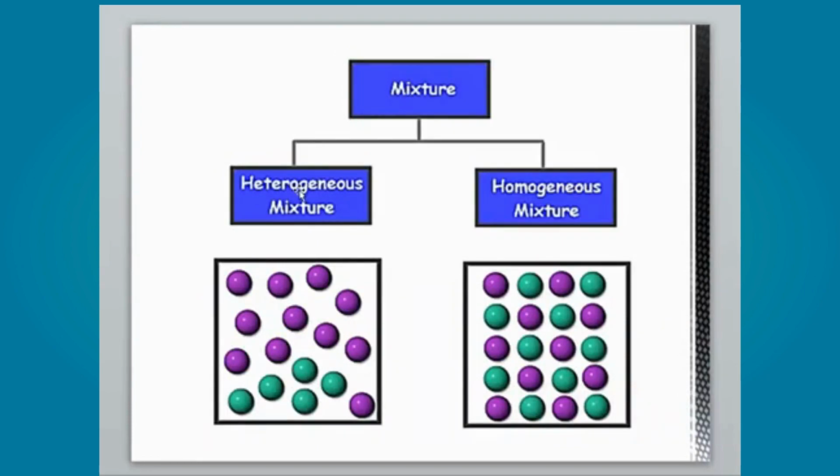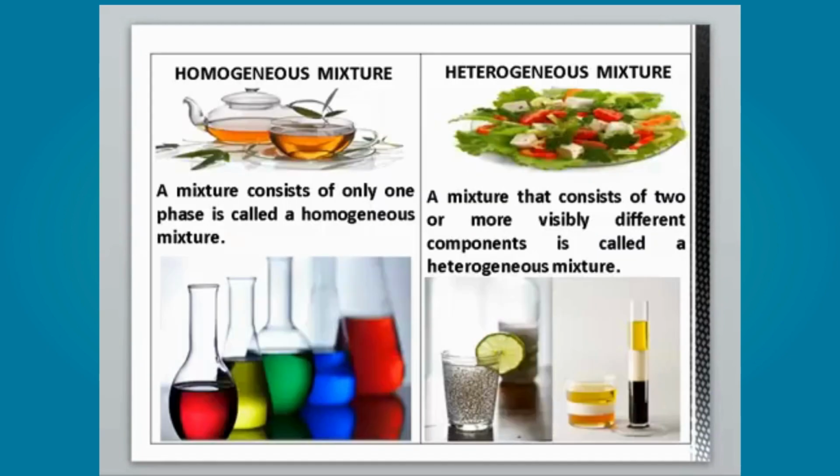As we already discussed, a mixture may be heterogeneous or homogeneous. Here is an example: two types of element present in a scattered way. They are not present in a fixed proportion. Homogeneous mixture. They are uniform in nature. Here they are not present in uniform form, and here they are arranged uniformly. Homogeneous mixture. A mixture consisting of only one phase is called a homogeneous mixture. Homo means same. A mixture having only one phase, the same throughout the solution, is known as a homogeneous mixture.